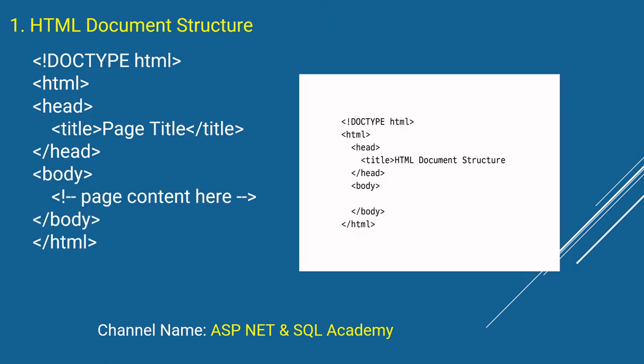In this video, we will cover the basic structure of an HTML document. An HTML document consists of a doc type declaration, an HTML element, a head element, and a body element.